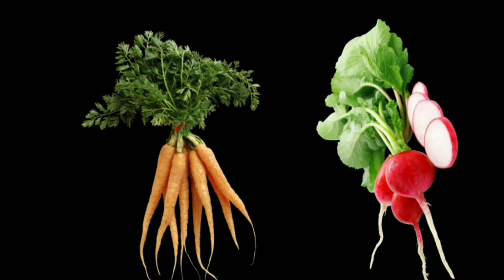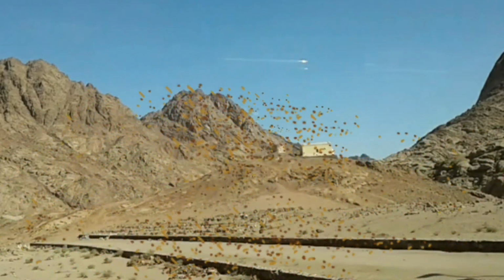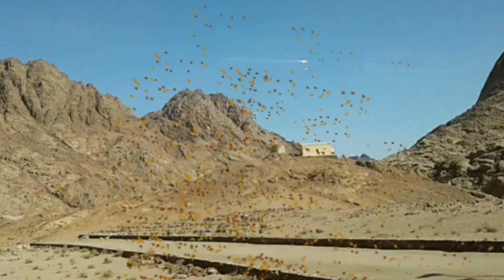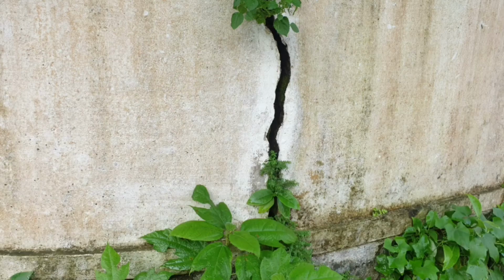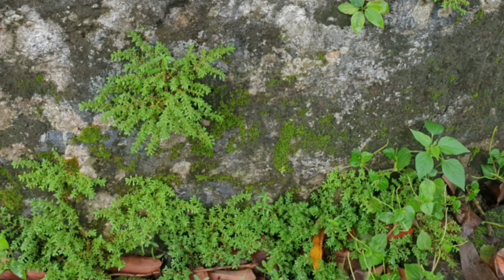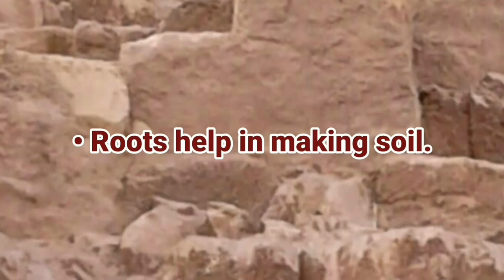Heavy rain and strong winds wash or blow away the topsoil. This is called soil erosion. Roots hold the soil and prevent soil erosion. Roots help in making soil too. How? Over several years, they split rocks into smaller pieces which later become soil.